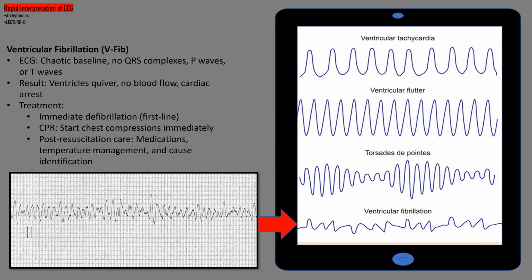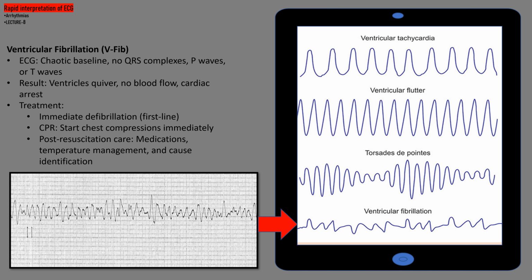Ventricular fibrillation. Ventricular fibrillation is the most critical of the ventricular arrhythmias. The ECG shows a completely erratic, chaotic baseline with no recognizable QRS complexes, P waves or T waves. This results in the ventricles quivering rather than contracting effectively, causing a complete lack of blood flow and leading to cardiac arrest. Treatment for VFib is urgent.